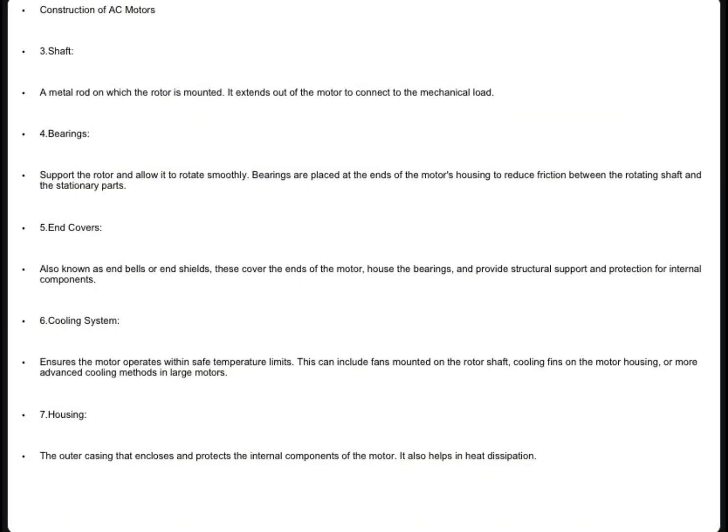3. Shaft. A metal rod on which the rotor is mounted. It extends out of the motor to connect to the mechanical load. 4. Bearings. Support the rotor and allow it to rotate smoothly. Bearings are placed at the ends of the motor's housing to reduce friction between the rotating shaft and the stationary parts. 5. End covers, also known as end bells or end shields. These cover the ends of the motor, house the bearings, and provide structural support and protection for internal components.